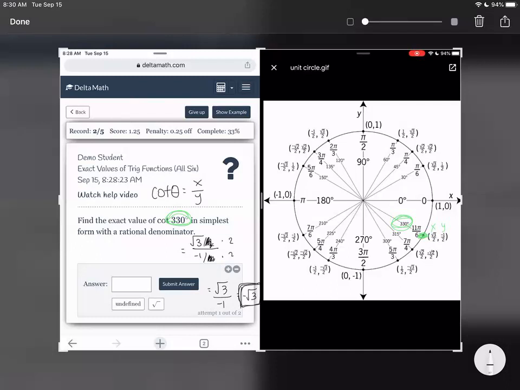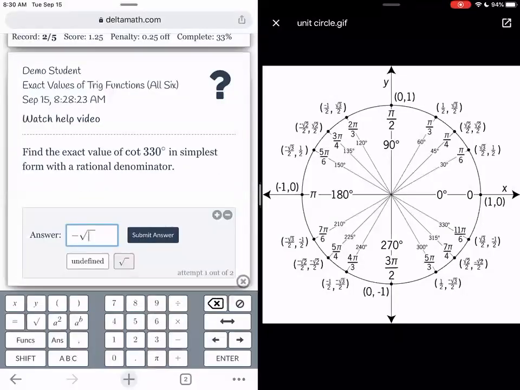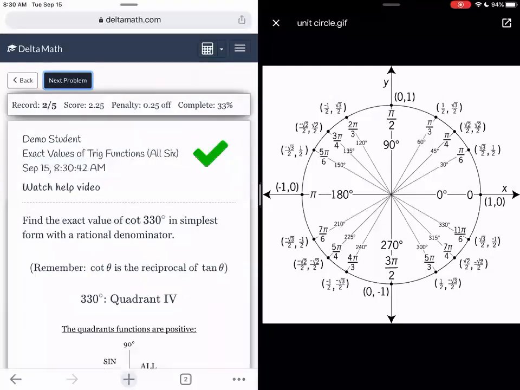Okay, interrupt me if you do, but I'm going to submit this. Negative root 3. So negative root 3 is the answer. And ta-da! Okay, so let's see. That's it for this one.